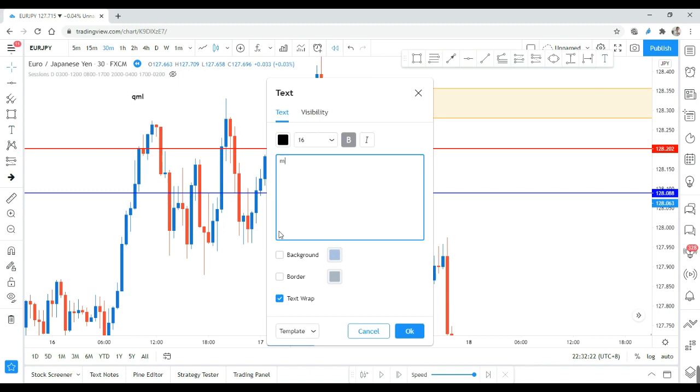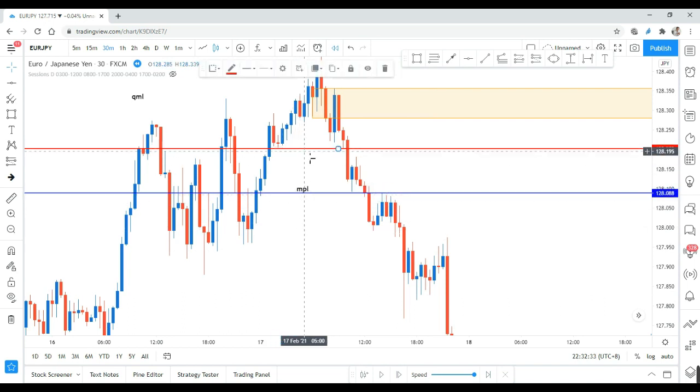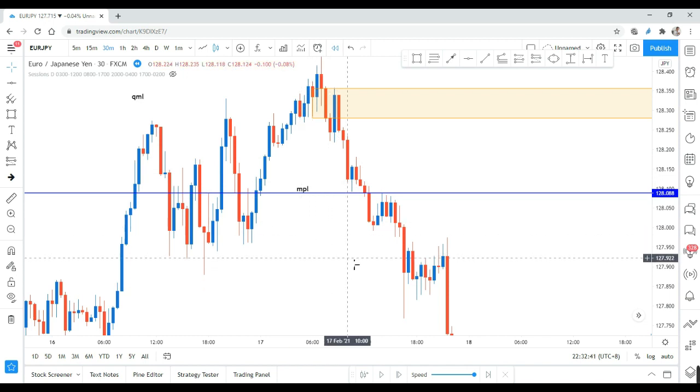What we'll do is find our fresh supply zone above the MPL. Let me get this line away. A fresh supply zone above the MPL is for a sell. If you're doing the opposite, you have to find the fresh demand zone below the MPL.